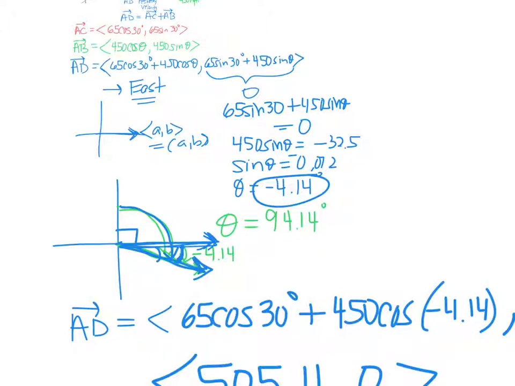We always have to add 90? No. It depends on what quadrant you're in. If you draw pictures, you'll see what you need to add to get there. If I was over here, I would need to add 180. If I'm over here in quadrant 4, I would need to add 270 to whatever that angle is. So it depends on what quadrant you're in.